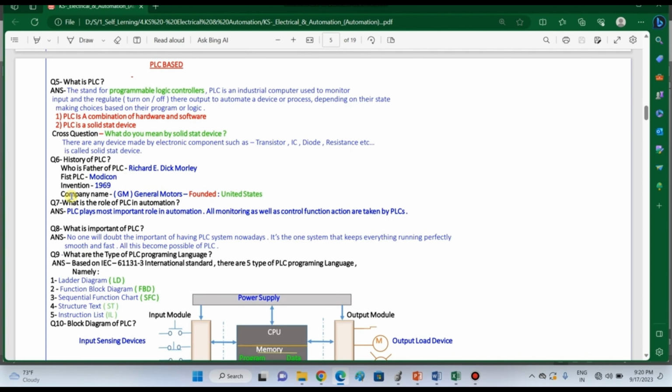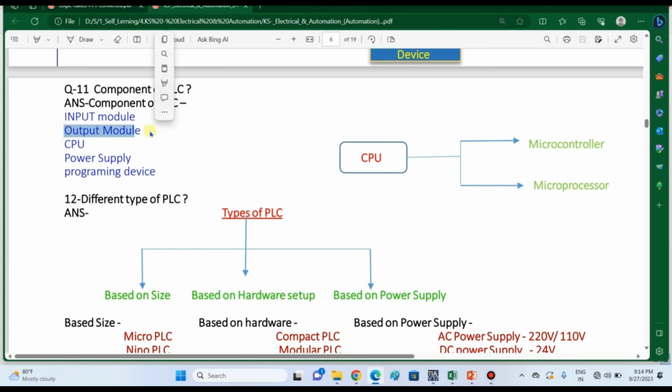So in PLC, components are input module, output module, CPU. In the CPU, PLC stores all data, just like the program. In the CPU, PLC stores the program or logic. And power supply. Power supply is PS, meaning AC power supply or DC power supply. And programming device. Obviously, without programming device, we cannot do the program in the PLC. Power supply is SMPS, so SMPS or AC power supply or DC power supply.